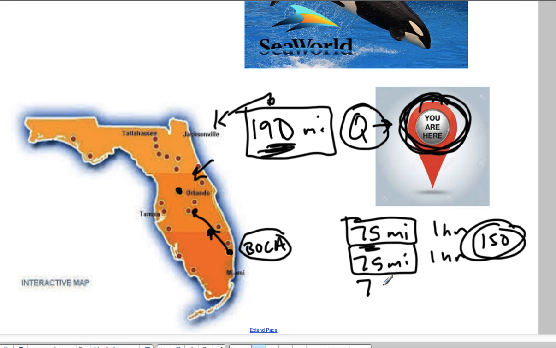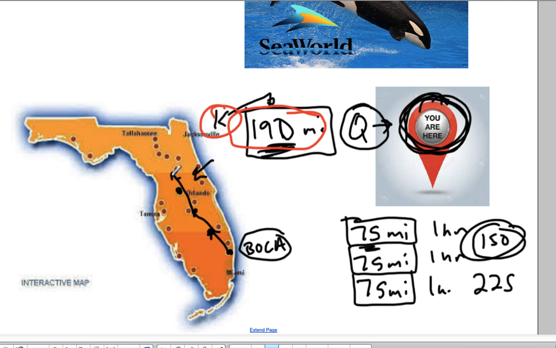Well, let's say I drive another hour and I drive another 75 miles. At that point, I've driven 225 miles. Now I'm actually past SeaWorld. So the only way I can get to SeaWorld, or 190, which was my K, is I would have to turn around and drive back that way. So it would be in reverse. I would have to go in reverse because I'm basically past my equilibrium point, or my destination SeaWorld.